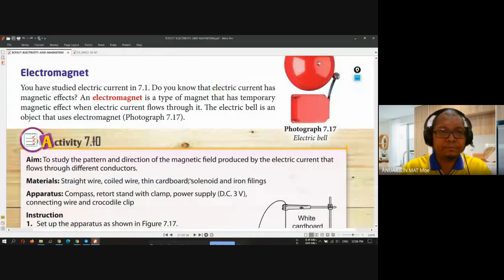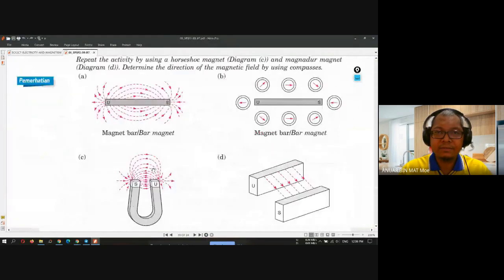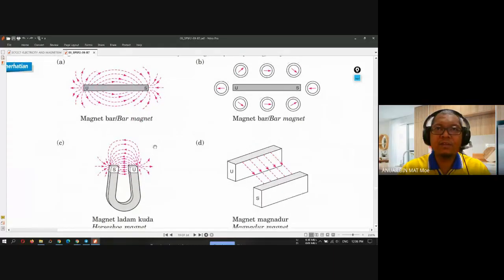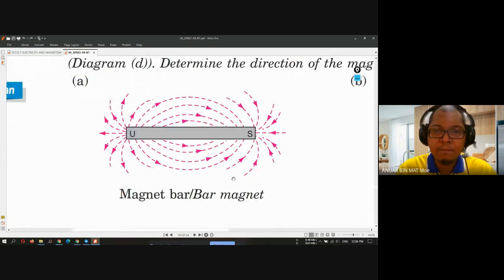All right. Can you see my presentation? Okay, very good. All right, thank you very much for your response. So these are the answers. In your observation, you need to draw the magnetic field lines by using various types of magnet. Make sure on your workbook you are able to draw the lines. Maybe if you just draw a few lines, that's also fine.